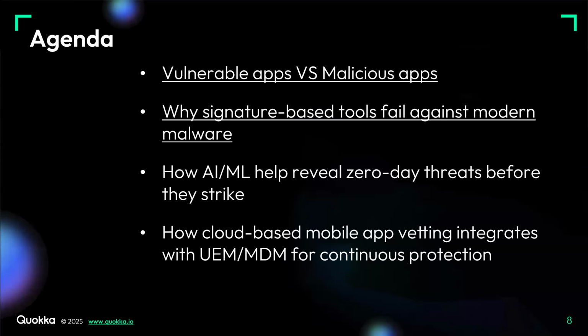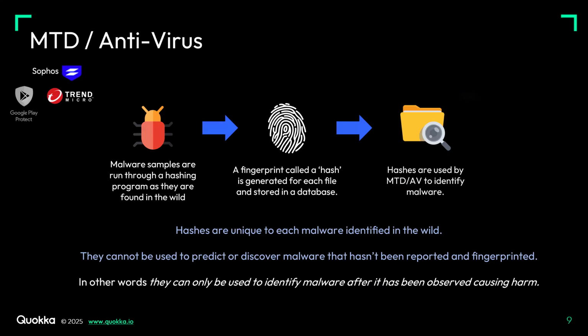Why signature-based tools fail against modern malware threats. The way signatures work, of course, is some researcher goes out and does some research and identifies an app, for example, as malicious. They take that sample and run it through a hashing program. It creates a fingerprint, which is really just a sequence of numbers. It's a hash, and it's unique for that application.